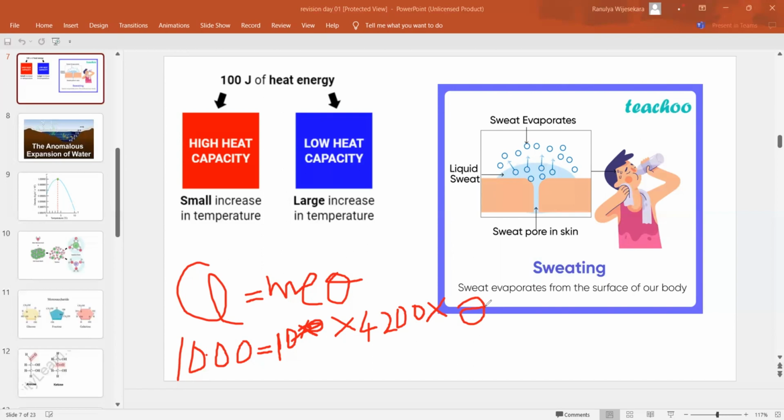So since water has a high specific heat capacity, it can absorb relatively high amount of heat energy by a slight change in its temperature.